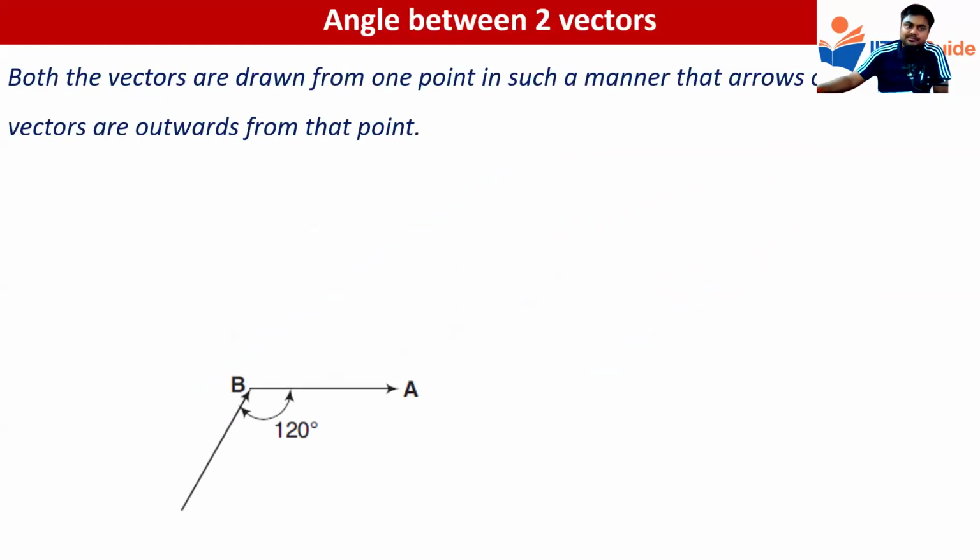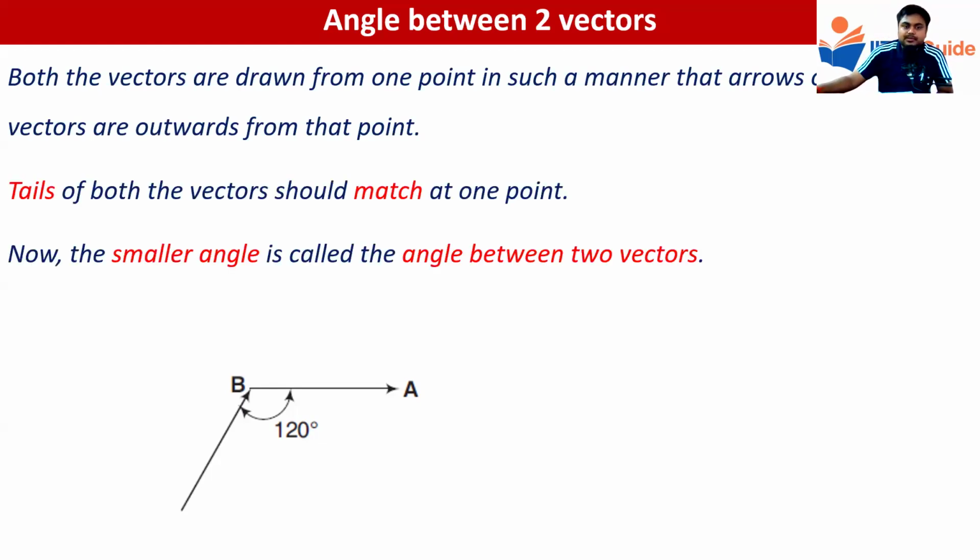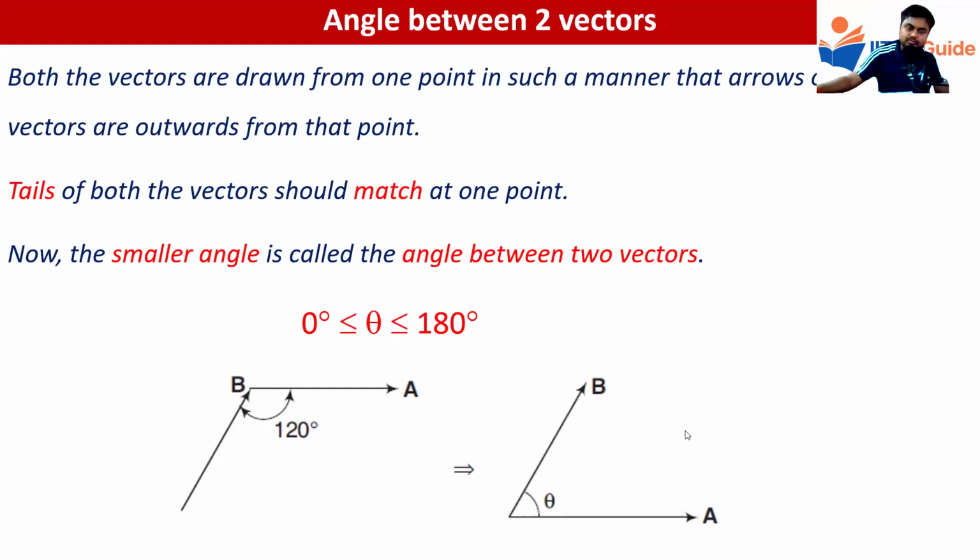Angle between two vectors. Both the vectors are drawn from one point in such a manner that the arrows of both the vectors are outwards from the point. That means when it is asked to find out the angle between two vectors, we have to join the tail of both the vectors and then find the angle between them. Now the smaller angle is called the angle between two vectors, and it should be between 0 to 180 degrees. So here in this case, the angle between A and B is not 120 degrees, it's 60 degrees.